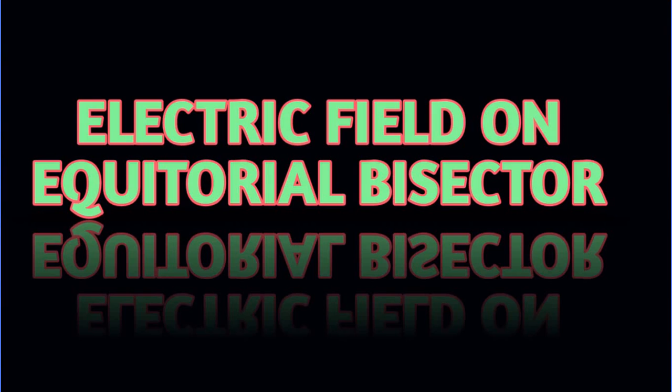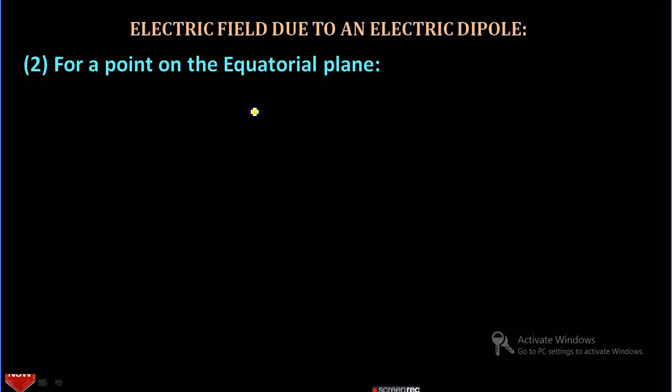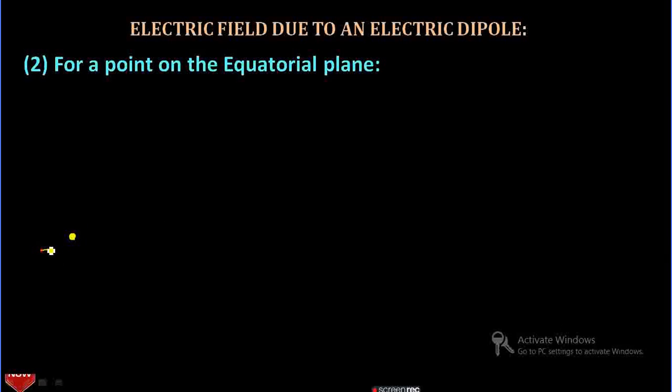So that is what is called, we are going to define the electric field due to an electric dipole at any point on the equatorial plane or equatorial bisector. So for that, let us consider a plus q charge and a minus q charge. This is the plus q charge, at a distance of 2a from the minus q charge. This is our electric dipole. The length of the electric dipole is equal to how much?